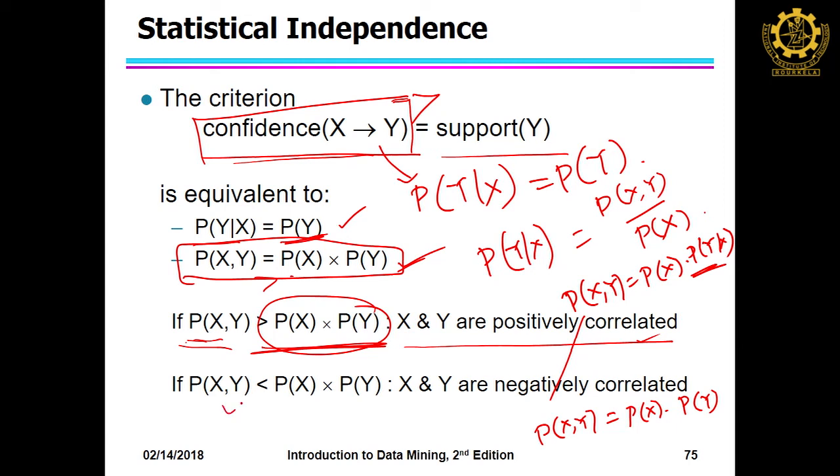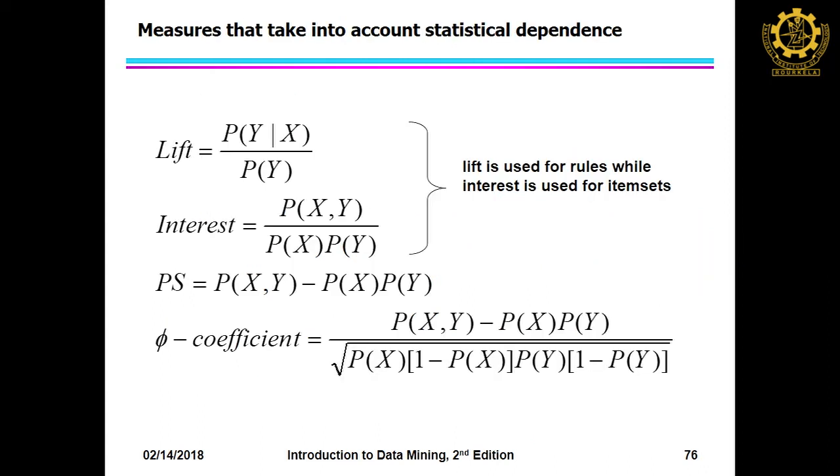If it is lesser than this value, we say it is negatively correlated, and if it is exactly the same, that is, the multiplication of P of X and P of Y is the same as P of X Y, then we say it is independent, nothing correlated, not positive and not negative. Therefore, we find something called the lift, that is what we wanted to find.